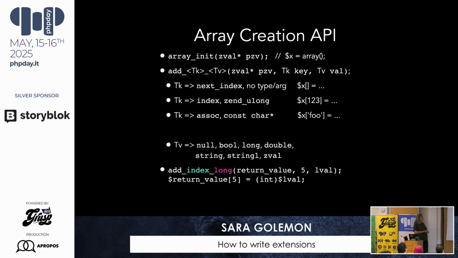As we're building up these arrays, the array creation API, I think, is pretty straightforward. Array init just makes a brand new array, $r equals array or open square, close square brackets. And then adding to them have their own set of macros. It's essentially add underscore key type, underscore value type, and then some set of arguments appropriate to those key and value types. So we used add index long, so that would have no key type for the parameters, and it would have a zend long for the value. Pretty straightforward, I hope. So I'm not going to go into any more on that.